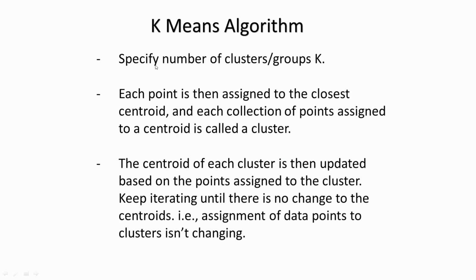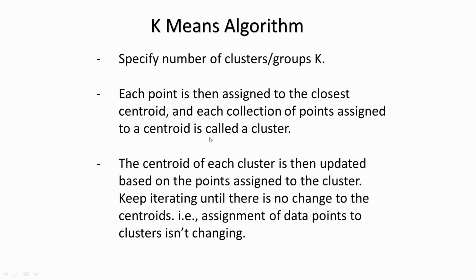The K-means clustering algorithm consists of three steps. First of all, we have to specify the number of groups, which is K. This is what the K in the name K-means algorithm represents. Each data point will then be assigned to the closest centroid, and each collection of points assigned to a centroid is called a cluster.